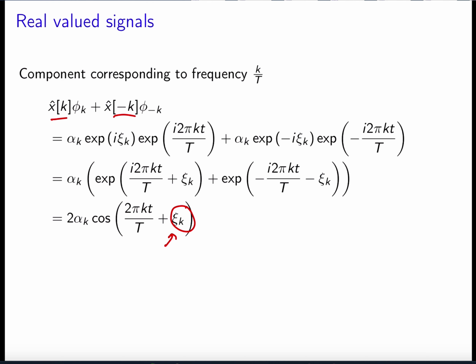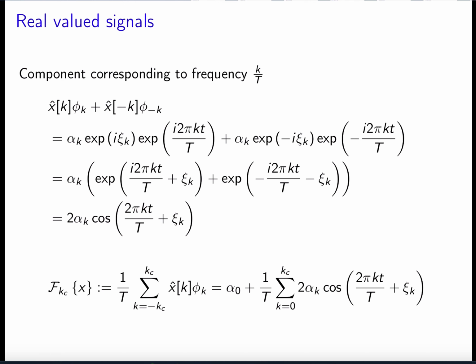The cool thing now is that if we do this for every k, we get a representation where the whole Fourier series can be represented, only if the signal is real, as a sum of cosines, with a certain frequency, a certain phase shift, and a certain amplitude. And this is a lot more intuitive if you plot the individual components than if you had to plot the real and imaginary parts.